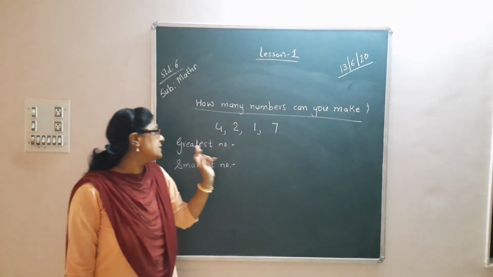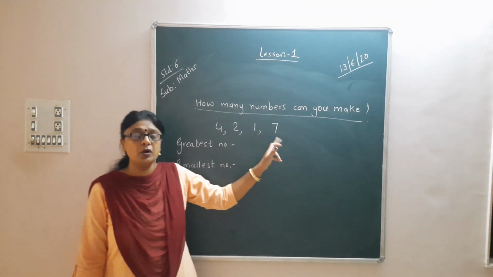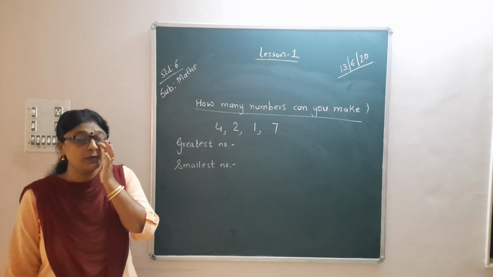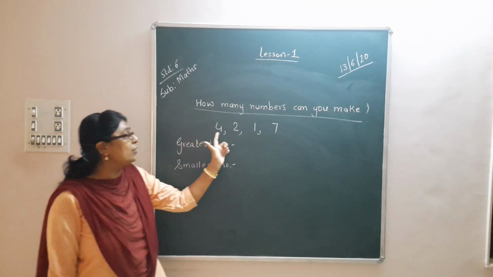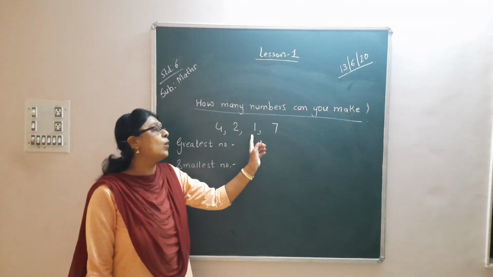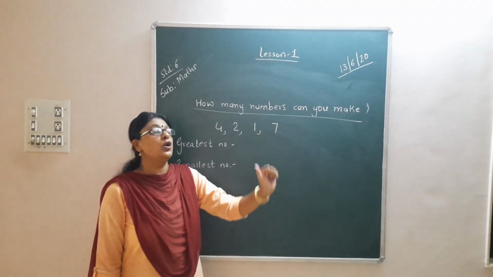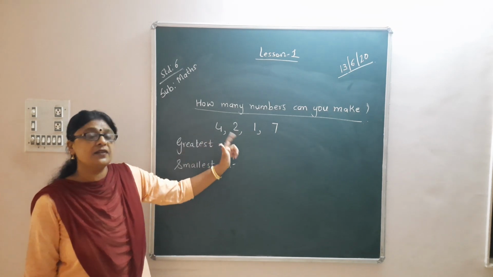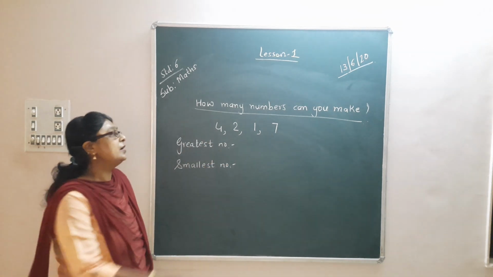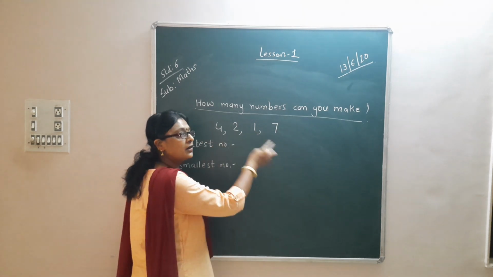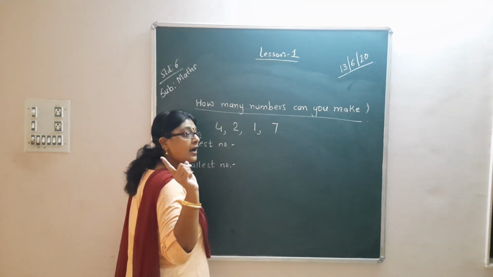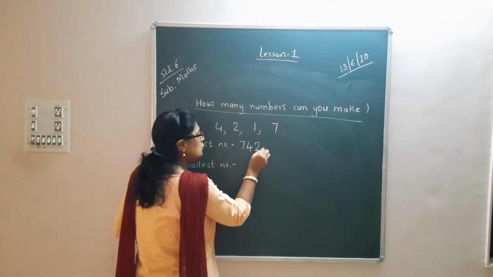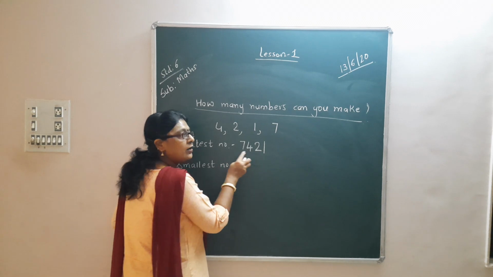Now, how many numbers can you make? In that, the first step is how do you make the greatest number from the 4 digits which are given to you without repetition. What is the meaning of without repetition? Means you cannot repeat any number. I cannot take 1 2 times or 7 2 times. Right? So when I am told that which is the greatest number without repetition, what you have to do is you have to arrange these digits in descending order. That is 7, 4, 2, 1. Descending order means big to small.